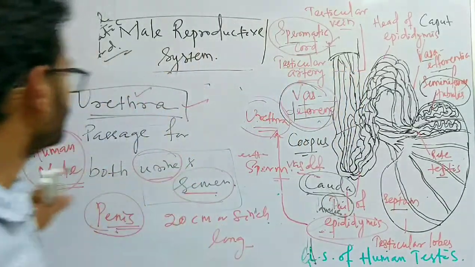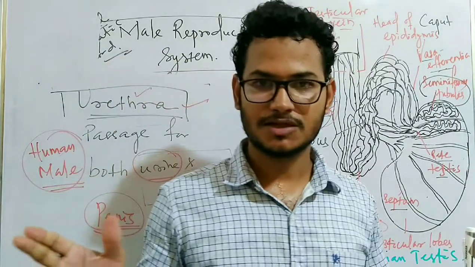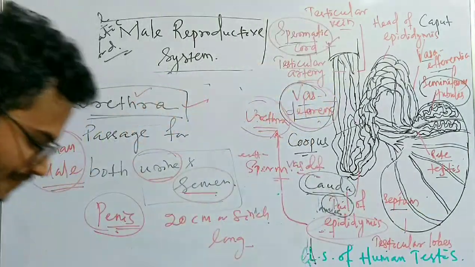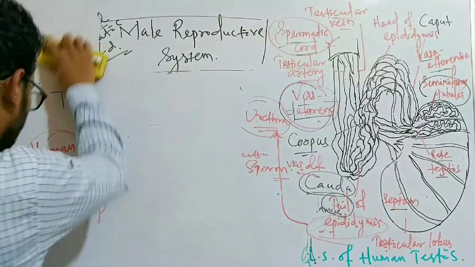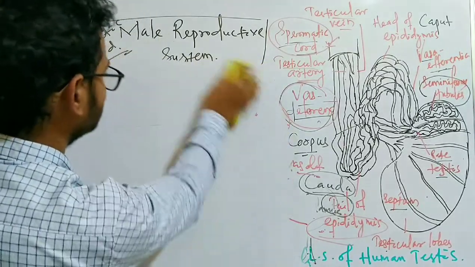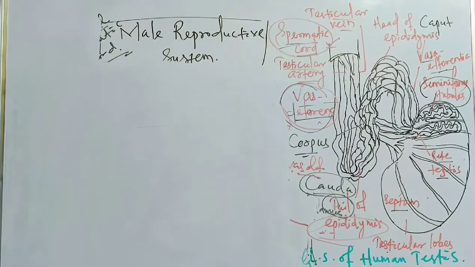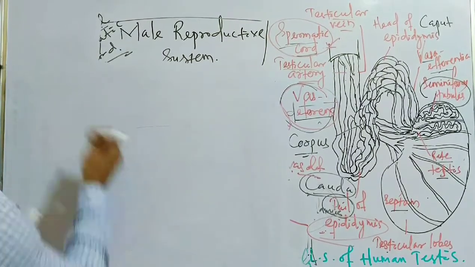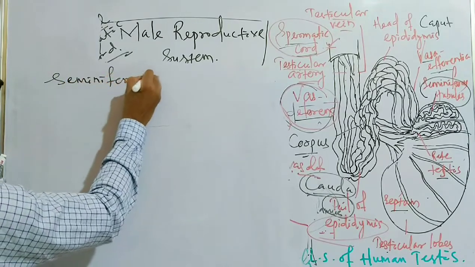So this is all about the different important parts of the male reproductive system. Finally I will draw a flow chart-like structure so that we can easily learn how the sperm comes from the testis, what is the way. It is manufactured in the seminiferous tubule.